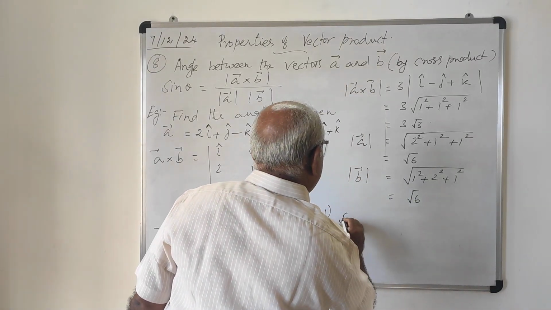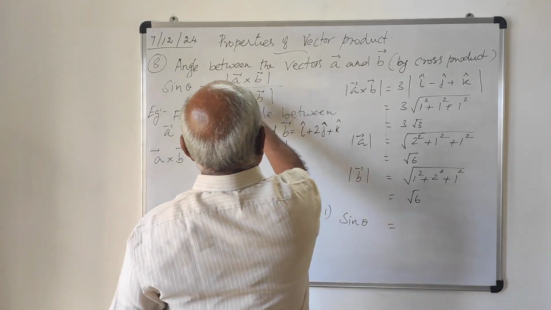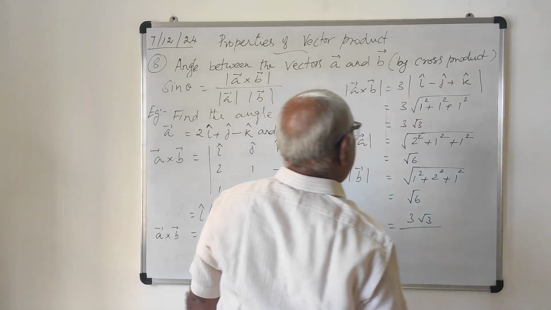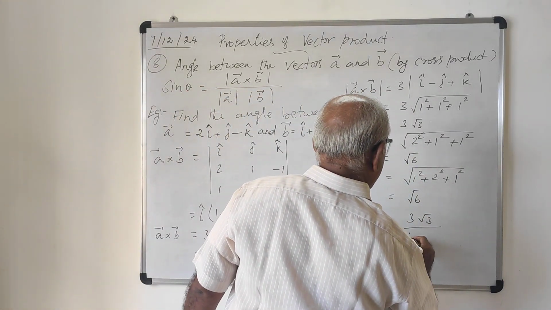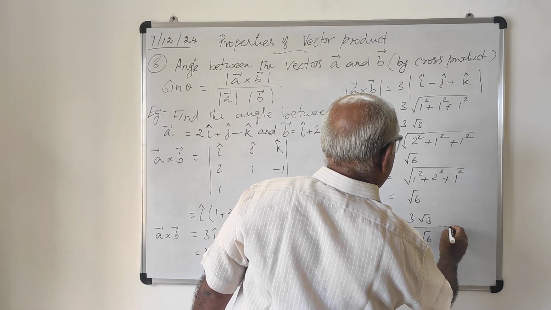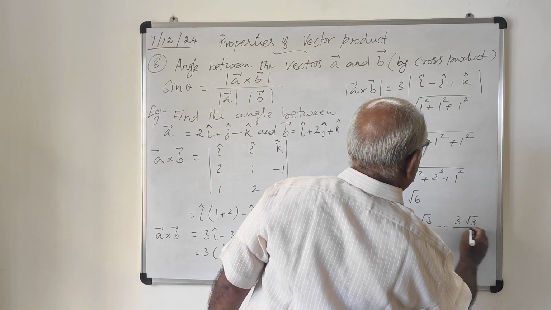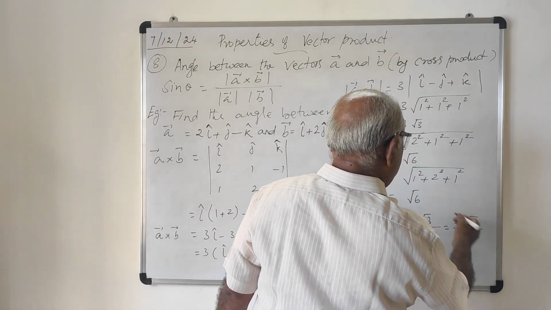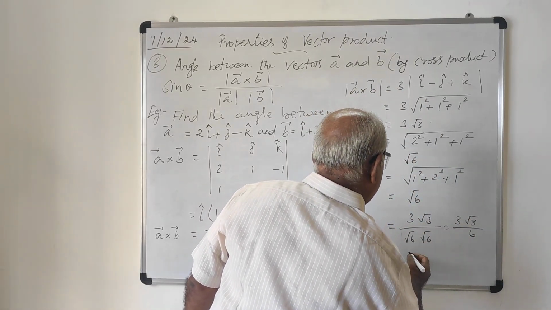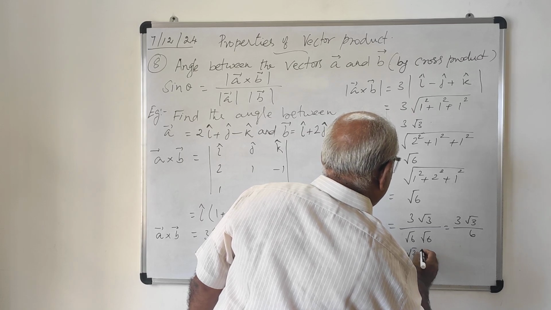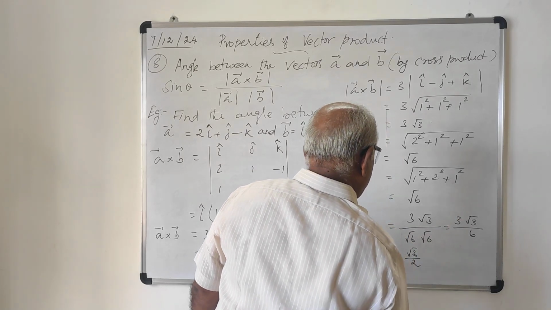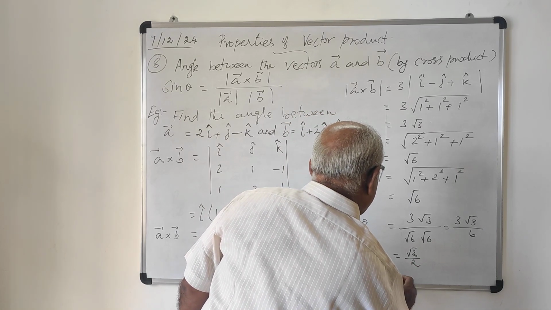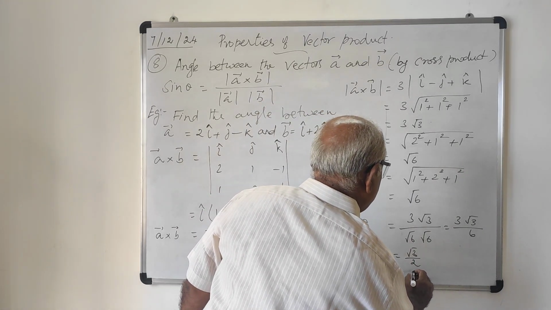So by the formula, for the angle between the vectors, sin theta equals mod of A cross B, 3 root 3, divided by mod A, root 6, and mod B, which is also root 6. So this is 3 root 3 by root 6 into root 6, and root 6 into root 6 is 6. By cancelling, 3 by 6 gives you 1 by 2, so you get root 3 by 2. So sin theta equals root 3 by 2, which implies theta is 60 degrees, that is pi by 3.